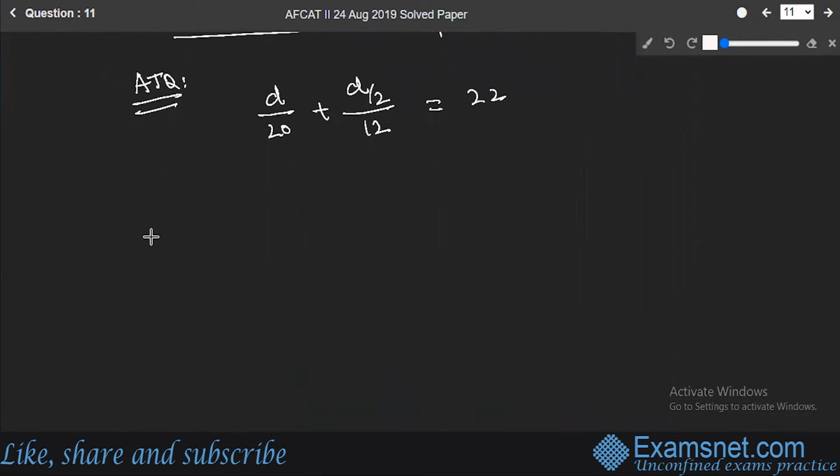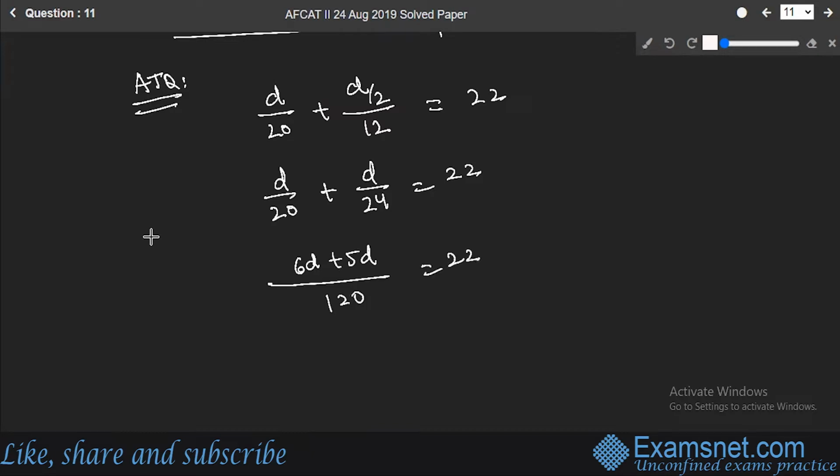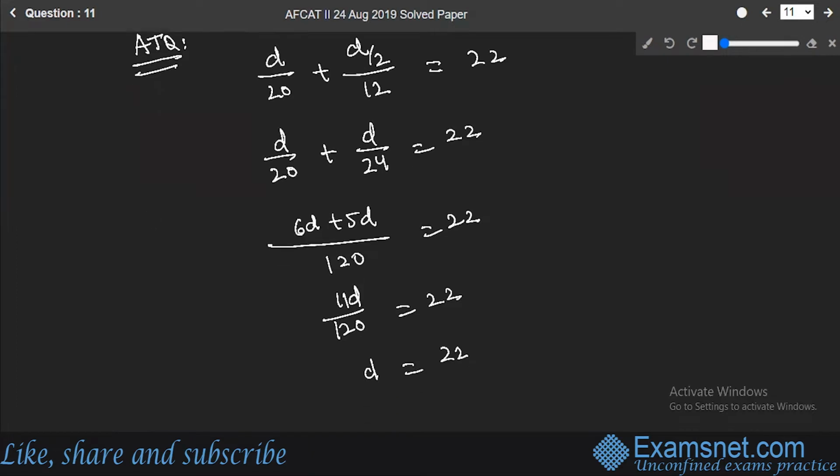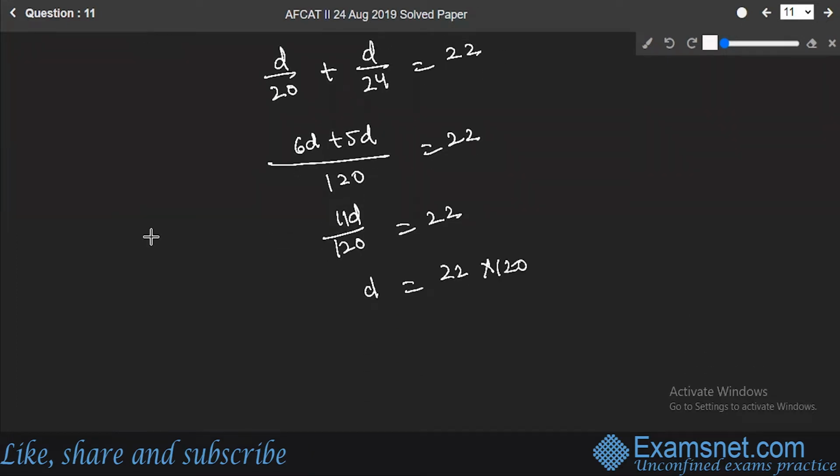Now you're left with the calculation part only. I hope all the concepts are clear for this. So let's do this. This will be D upon 20 plus D upon 24 is equal to 22. The LCM will be 120. So this will be 6D plus 5D is equal to 22, which will be 11D upon 120 is equal to 22, or D will be equal to 22 multiplied by 120 upon 11, which will be 240 kilometers.